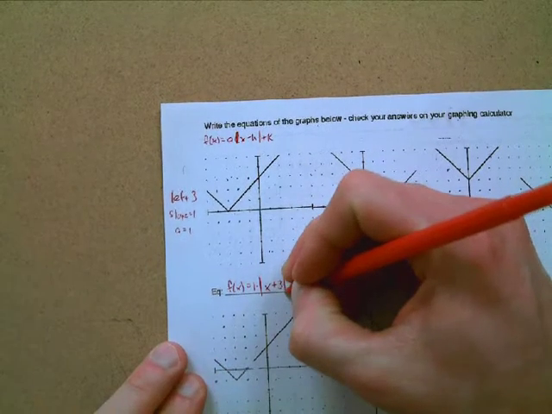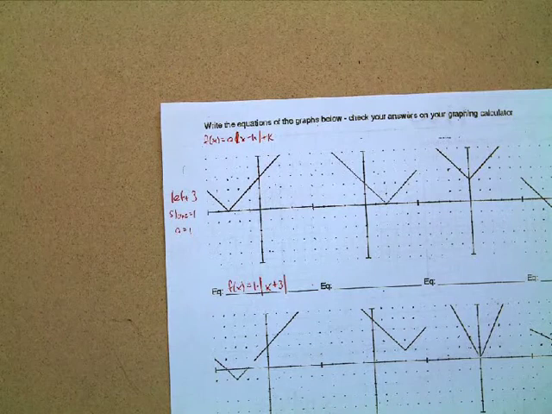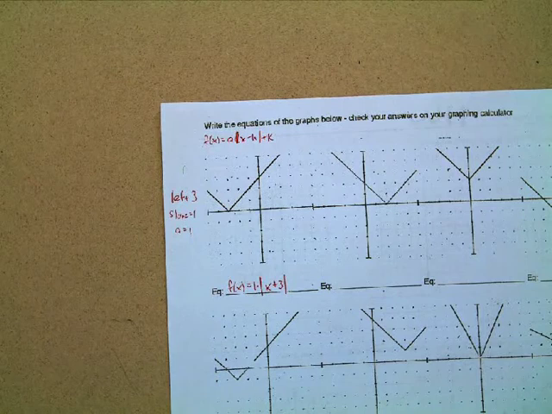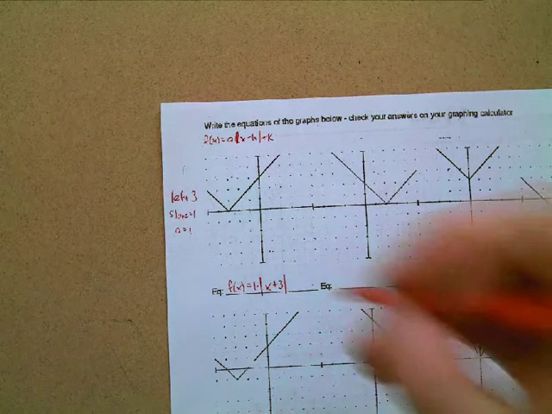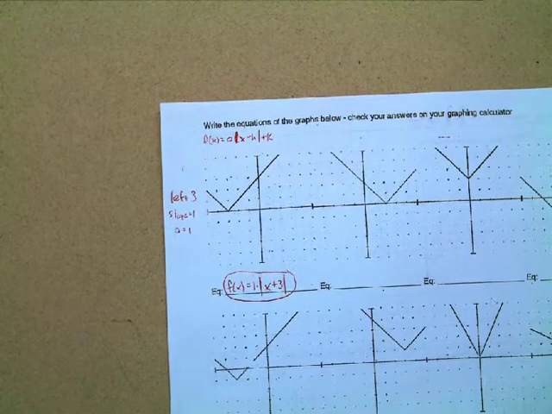Okay? And then do we need to put a number on the outside? What's our k? What's our k here? Do we shift up or down at all? No. So we could put a plus 0 if you want to, but it's not necessary. This is all we need to say right here. Okay. There it is. There's our equation.